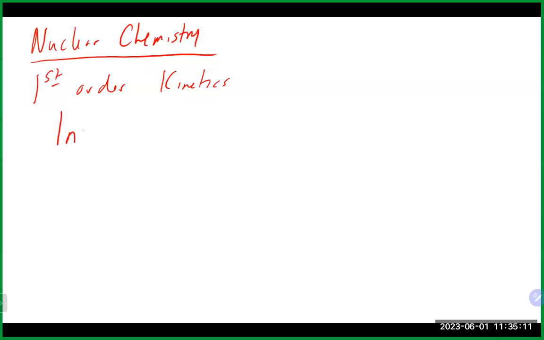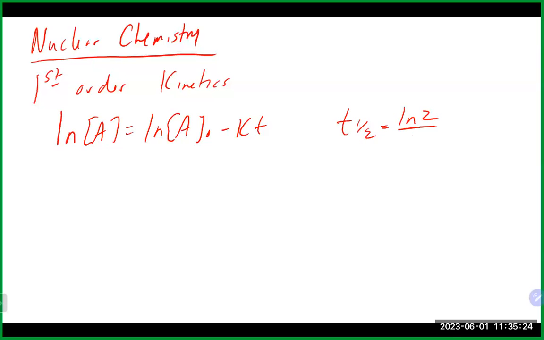The two main equations, obviously, is the natural log of A is equal to our natural log of A naught minus kt. And also our half-life equation for first order, which is the natural log of 2 divided by k. What we did see is, again, sometimes these concentrations that we did in kinetics are a little bit different in terms of nuclear chemistry, in terms of the units that we see. But this is still your final concentration.